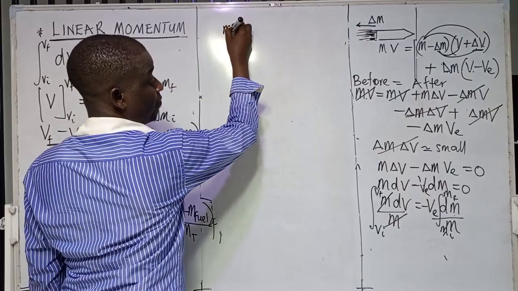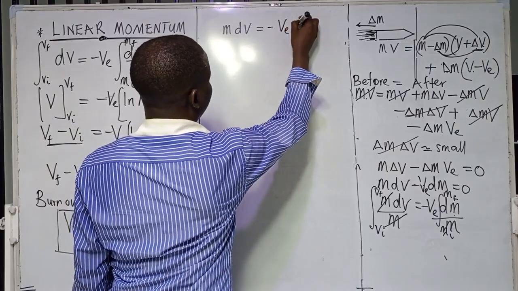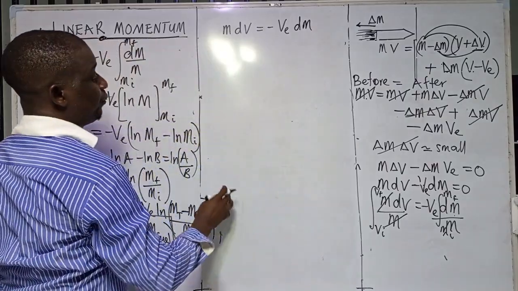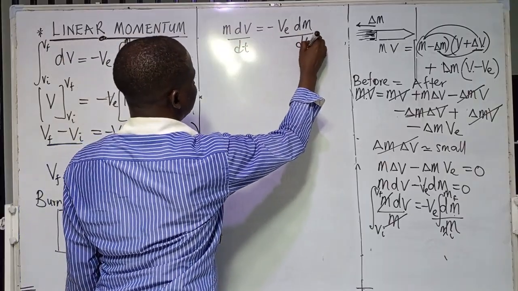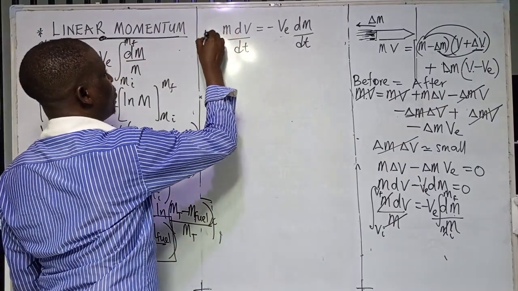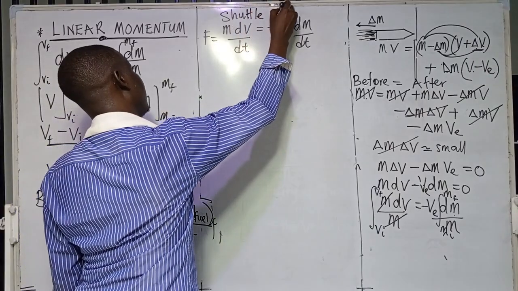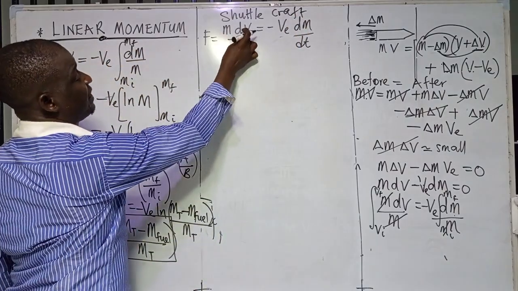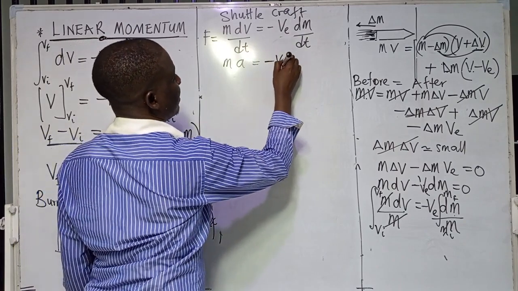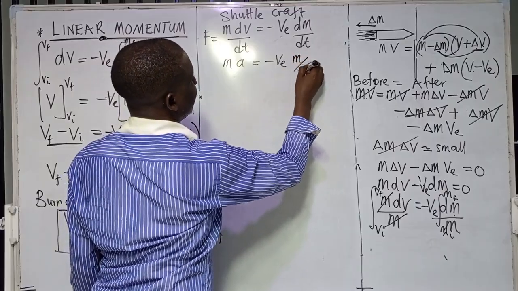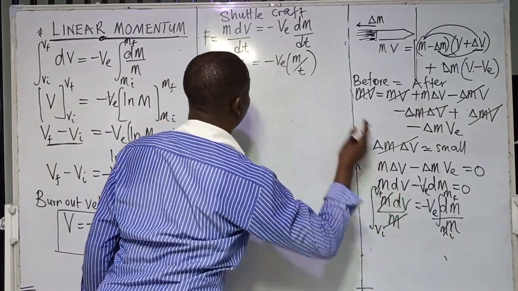We have M dv is equal to minus exhaust velocity dm. Now, if you divide both sides by the t, the t over the t now becomes force or thrust of the shuttlecraft. I'm talking about shuttlecraft now. Now, this M dv over t is like mass times acceleration, equal to minus exhaust velocity times m over t. I got it from here by dividing this equation by the t.